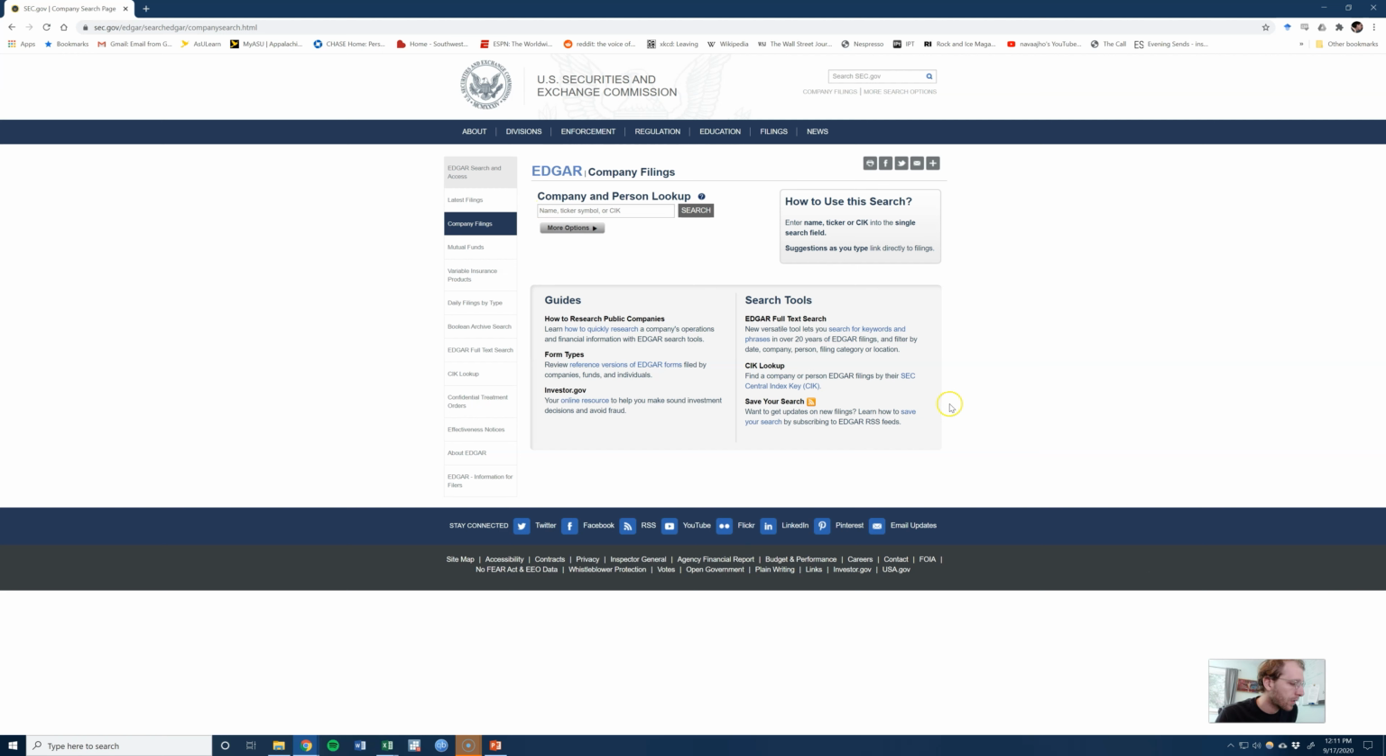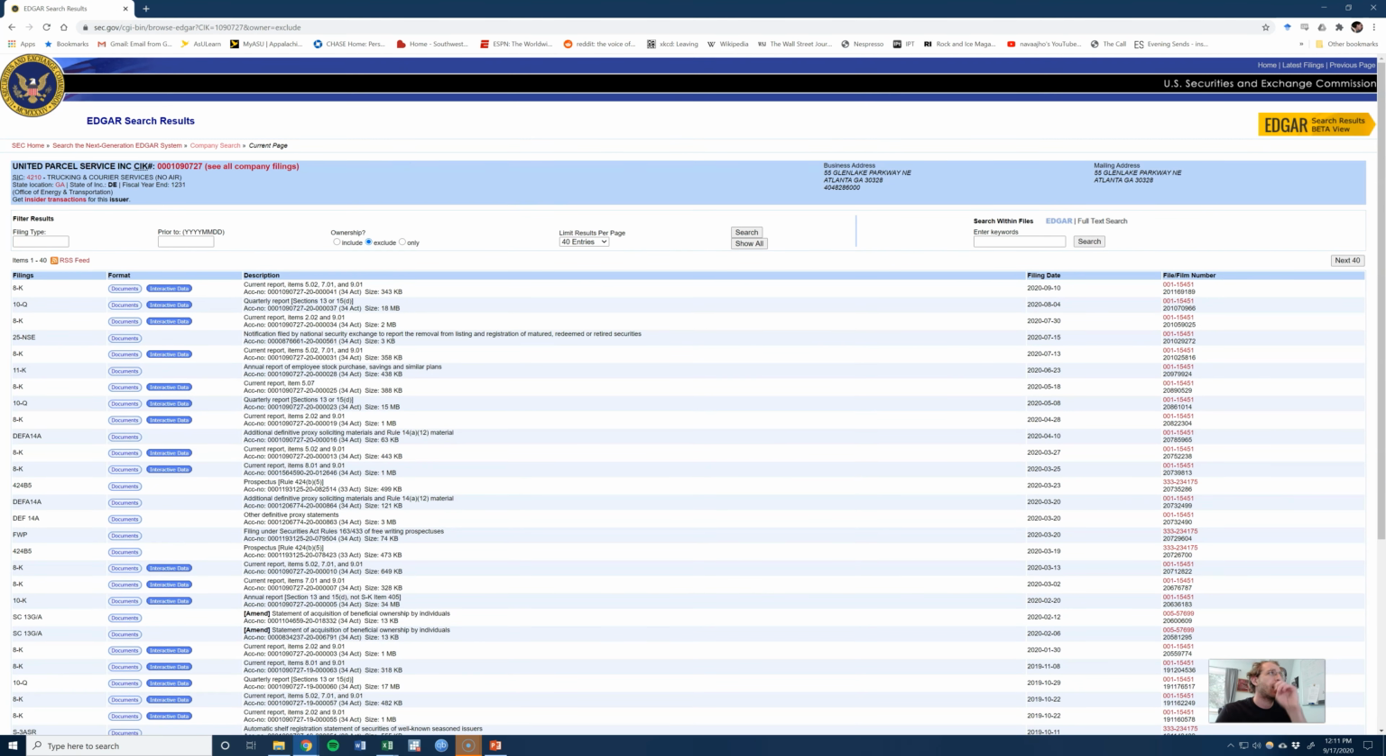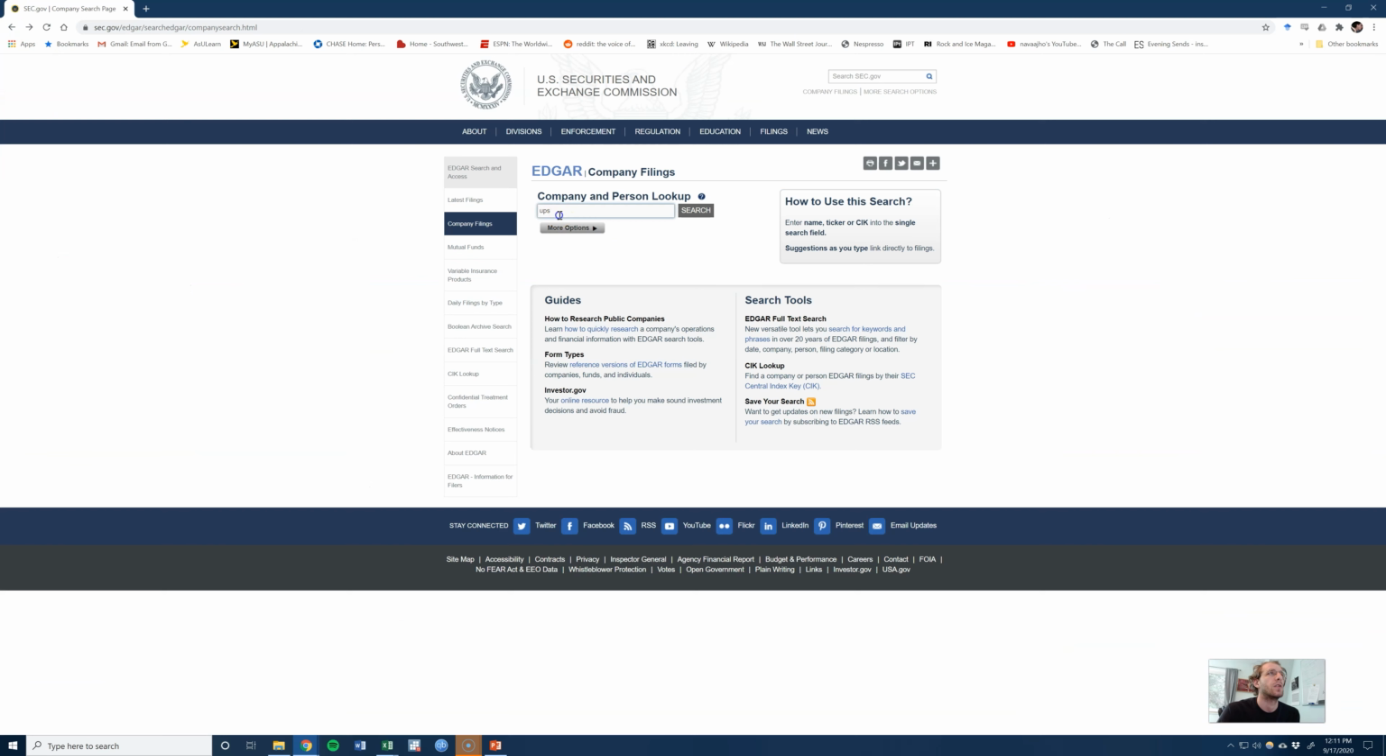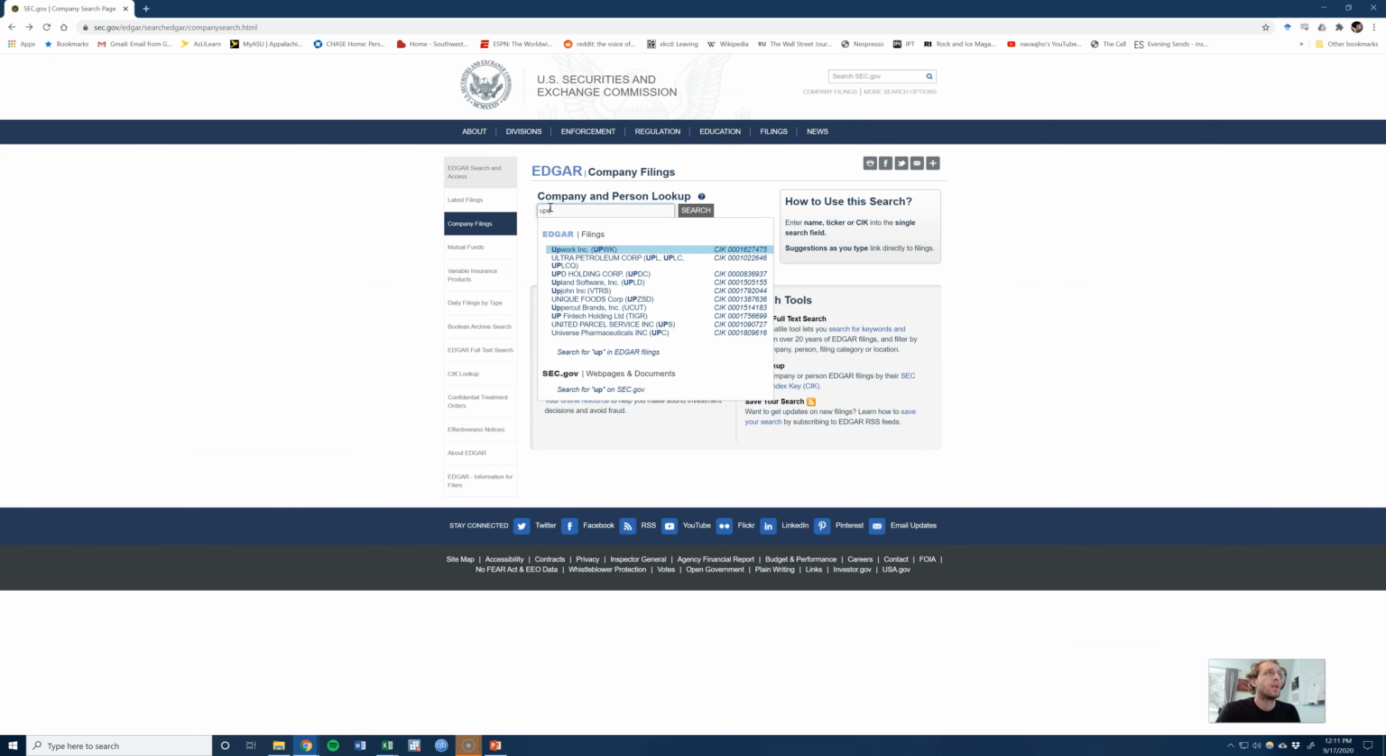Now we are going to be pulling down data for UPS, so we're going to search UPS. We can search for the name. Let me go back and show you that search. There's a couple different ways we can search. If the company is a very obvious one, we can just search for the company name. Here we can search for UPS.